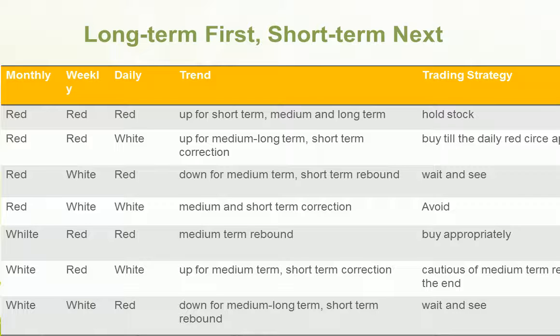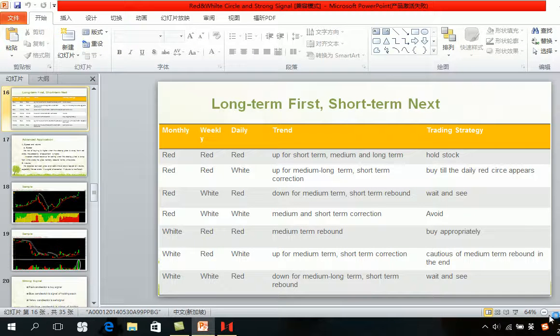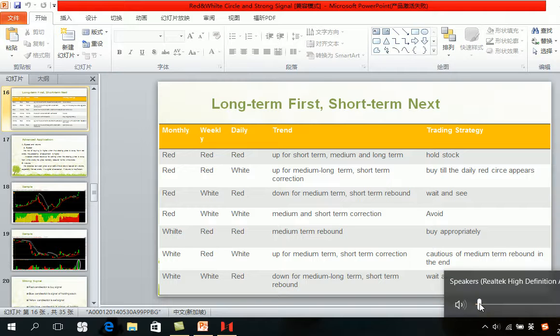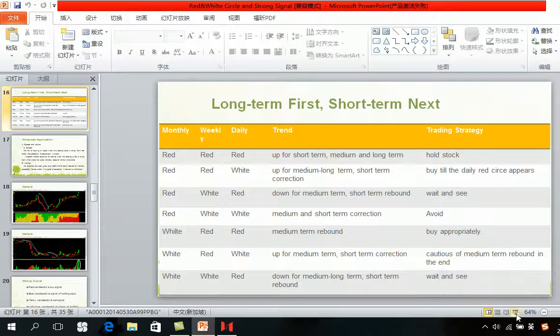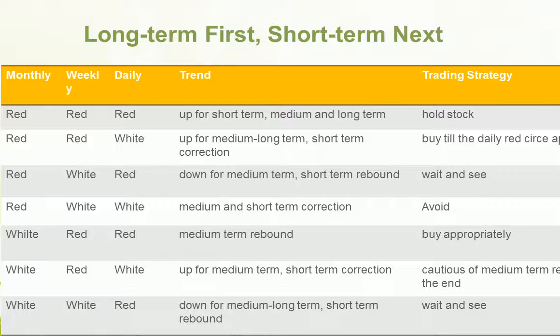Okay. Then this one, white, red, red, up for medium term. Okay. Then short term correction. Then we can see here. Then this one, white, red, white, up for medium term, short term correction, cautious of medium term rebound in the end. Okay. Then the next one, the last one, white, white, red, up for medium long term trend, short term rebound, wait and see.